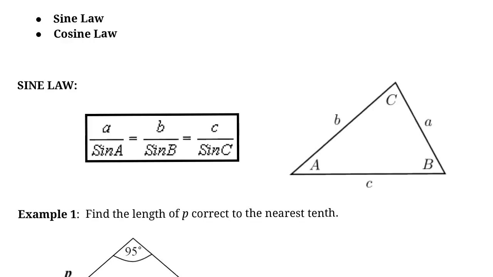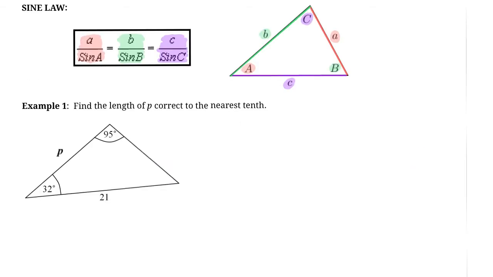The sine law states that in a triangle, the ratio comparing the length of a side to the sine of the angle that is opposite to that side is going to be equal for all sides and angles in that given triangle. It's important to label the triangle accordingly. Our lowercase letters are the lengths of the sides, and our uppercase letters are the angles. Let's actually use this in an example.